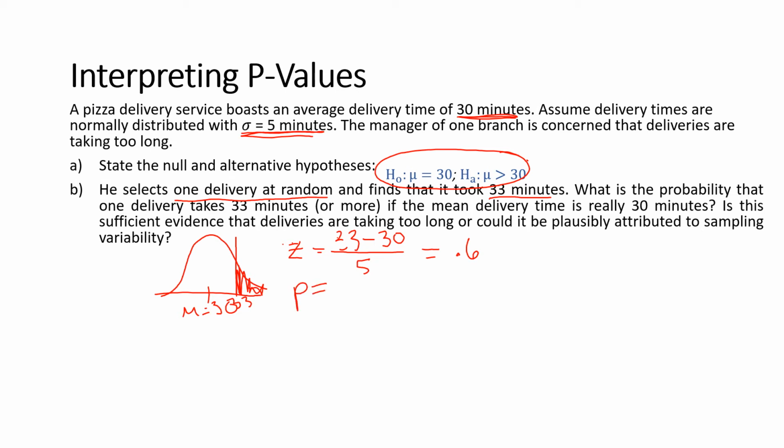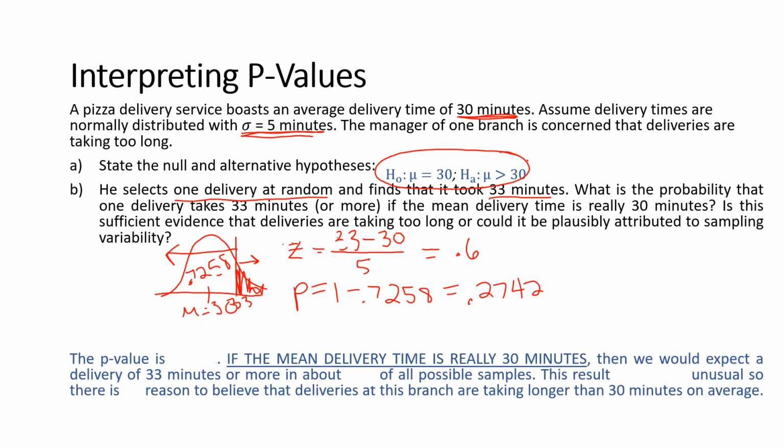So I go to my chart. I'm looking up a z-score of 0.6. 0.6 gives me a probability of 0.7258. Now remember, when you use your chart, it's giving you the probability from here down, but we want the probability from here up. So I'm going to have to do 1 minus 0.7258, which is a probability of 0.2742. Now, that's my p-value, that's my probability.